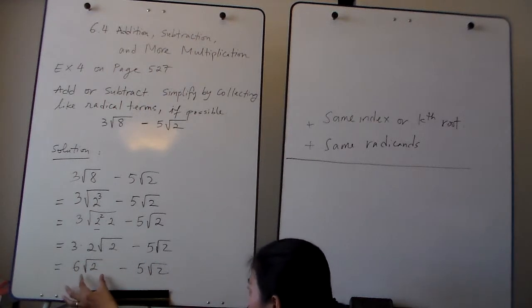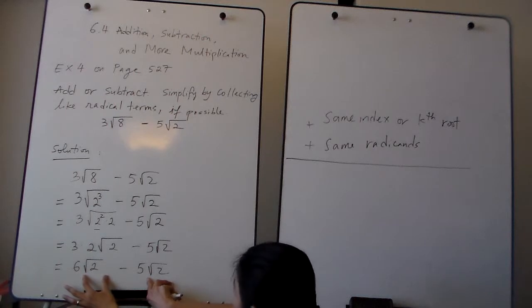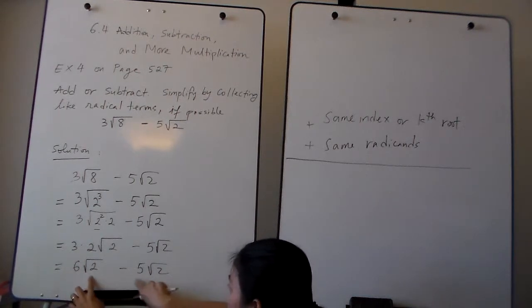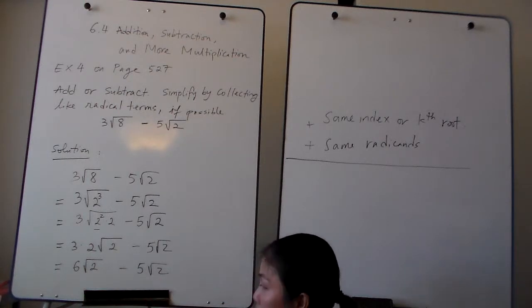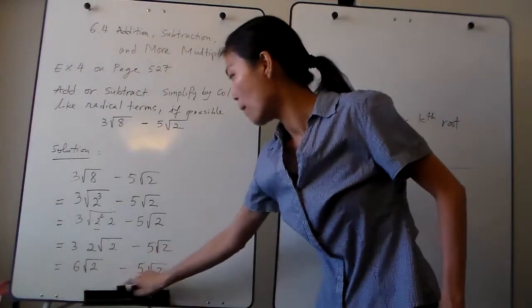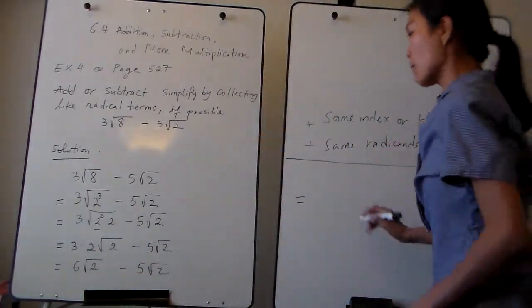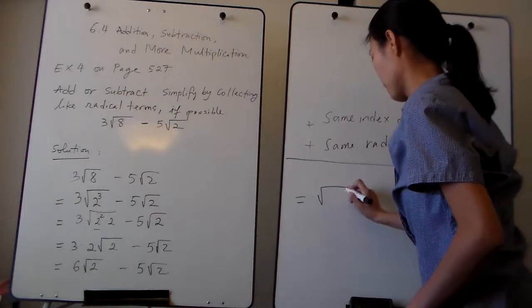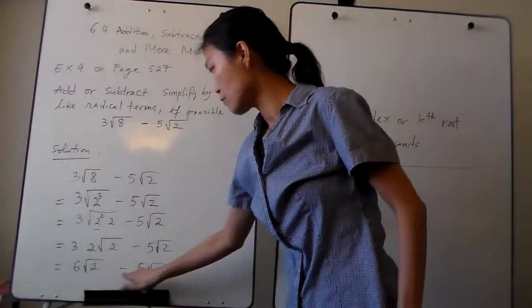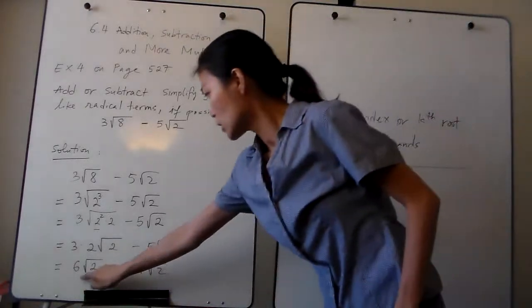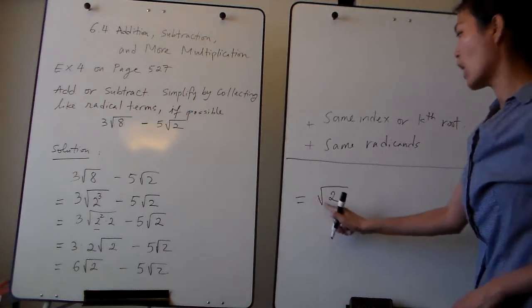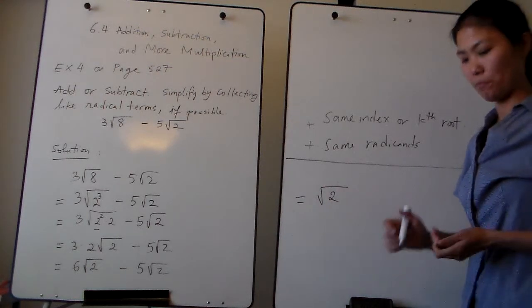So to combine, treat the radical 2 as some variable, like x. So 6x minus 5x is 1x, which means, so I continue here, okay? So 6 radical 2 minus 5 radical 2 is 1 radical 2. Again, 6 minus 5 is 1. And don't forget the square root 2. That's why the answer is 1 square root of 2. 1 times square root of 2 is square root of 2.